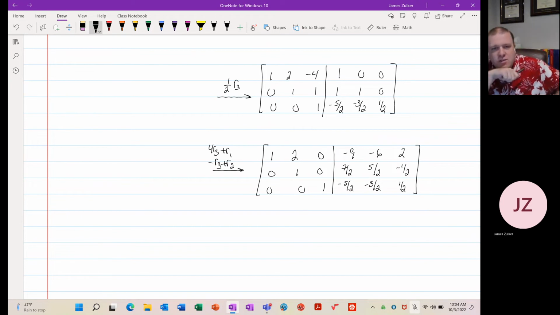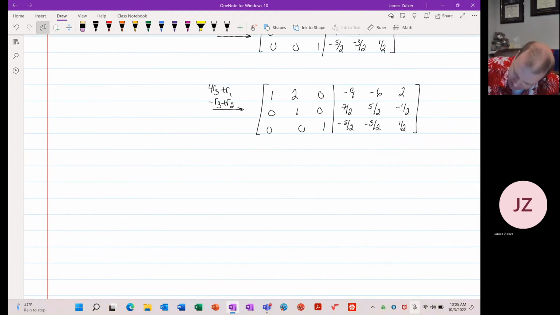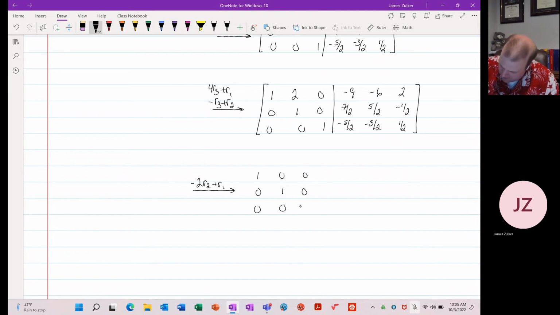The 2, 2 entry is our next leading one. So we want to zero out the entry above it. And that can be done with negative 2R2 plus R1. And that will give us this matrix.